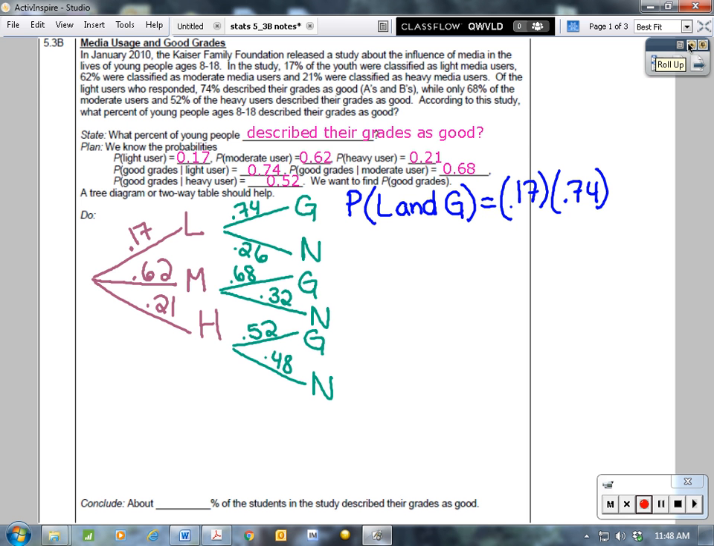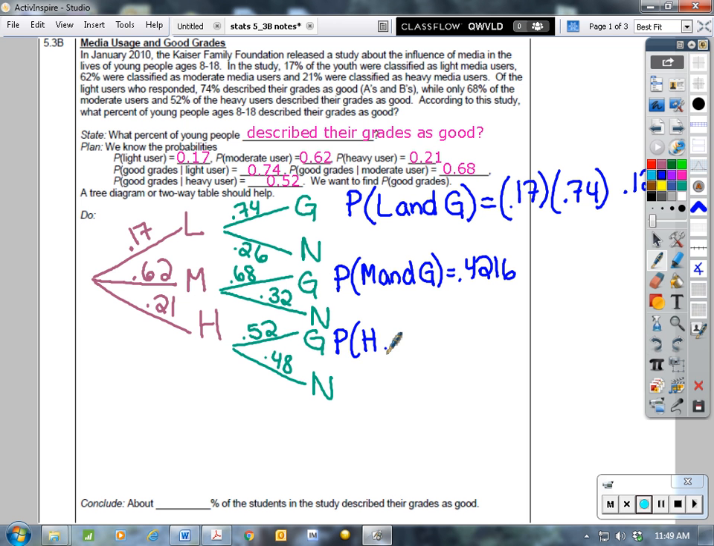And so this is going to give me 0.158. And I could keep doing that as I move down. But the idea is I want the probability of only good grades. So I'm going to do only the ones that have good grades. So the probability of M and G would be 0.4216. The probability of H and G is 0.1092. So when I want only the good grades, these are like the individual pieces from our table.